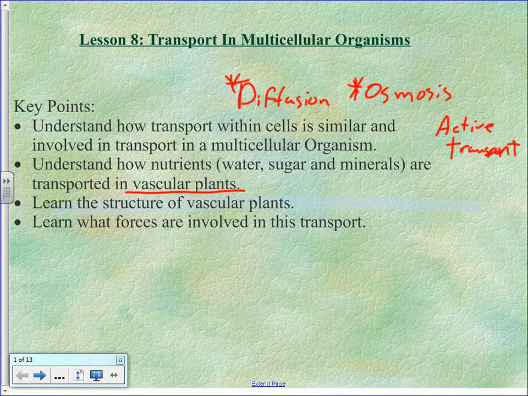Vascular plants are basically every kind of plant you can imagine other than that. A dandelion is a vascular plant, a spruce tree is a vascular plant, grass is a vascular plant. Basically anything that we would normally look at is vascular.